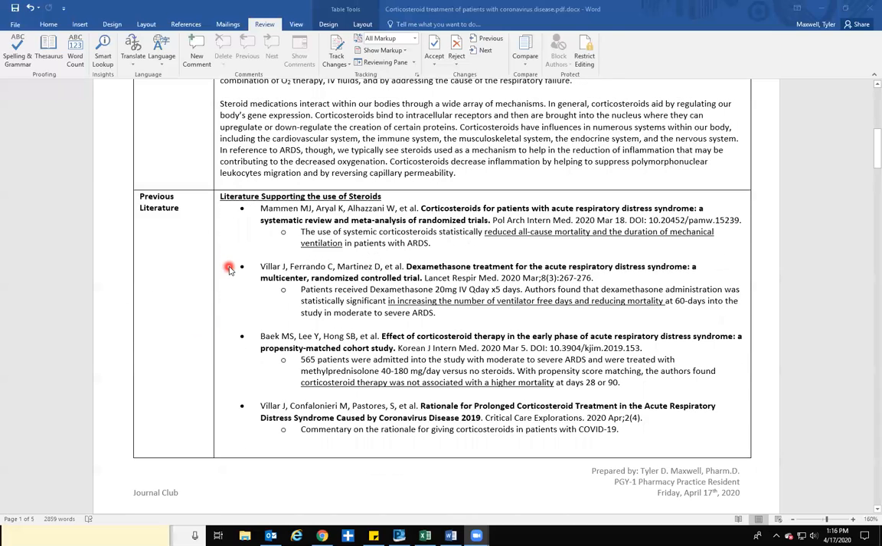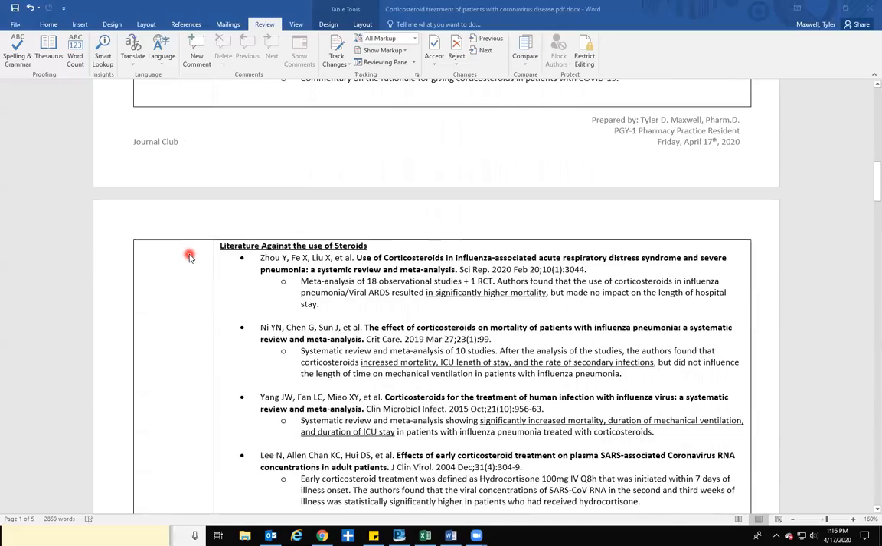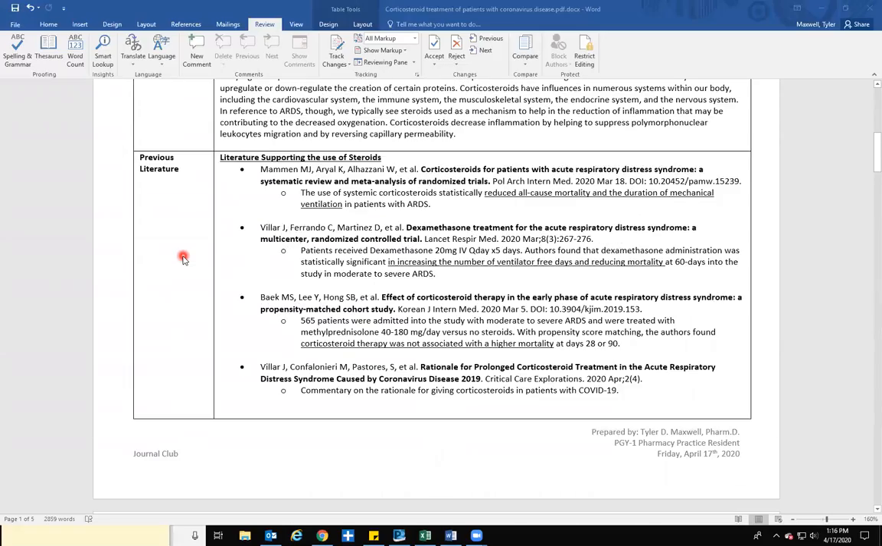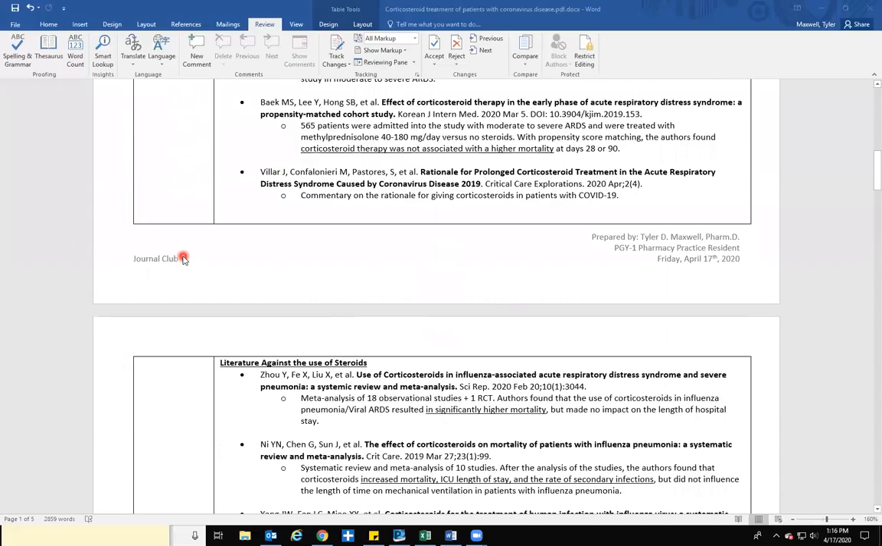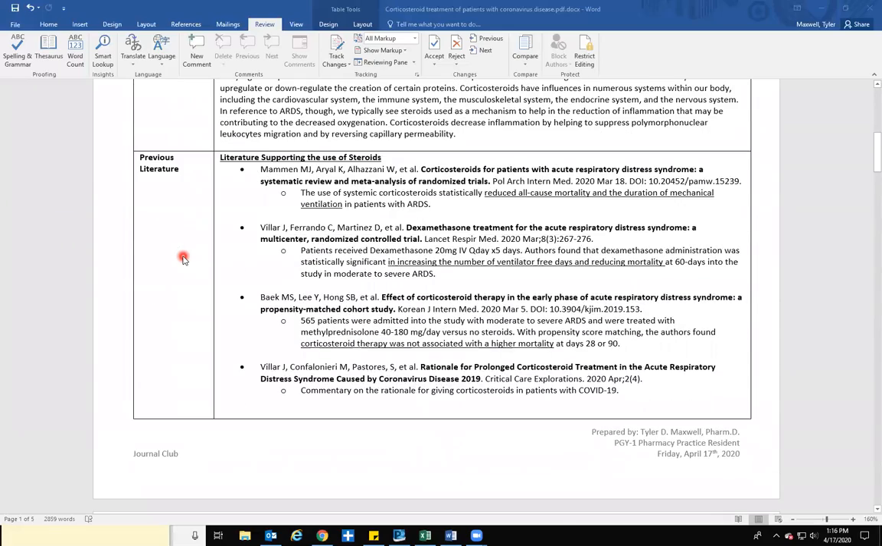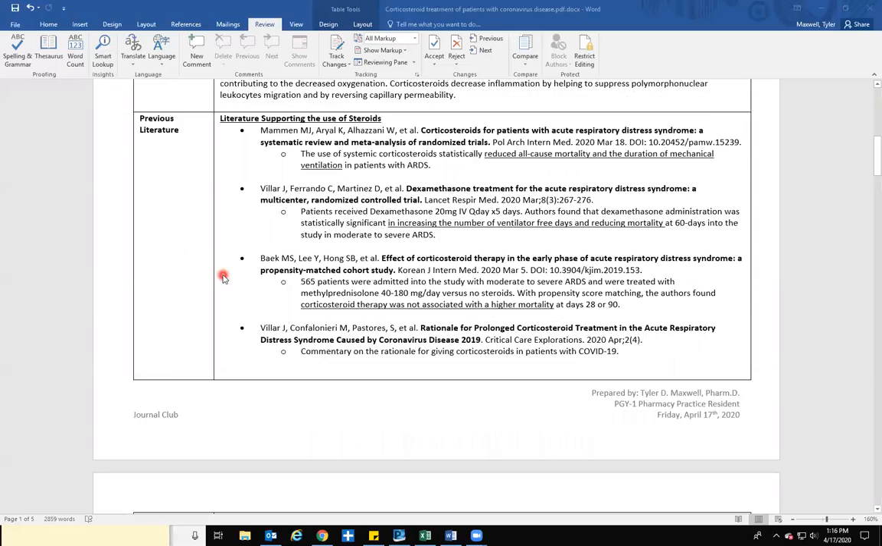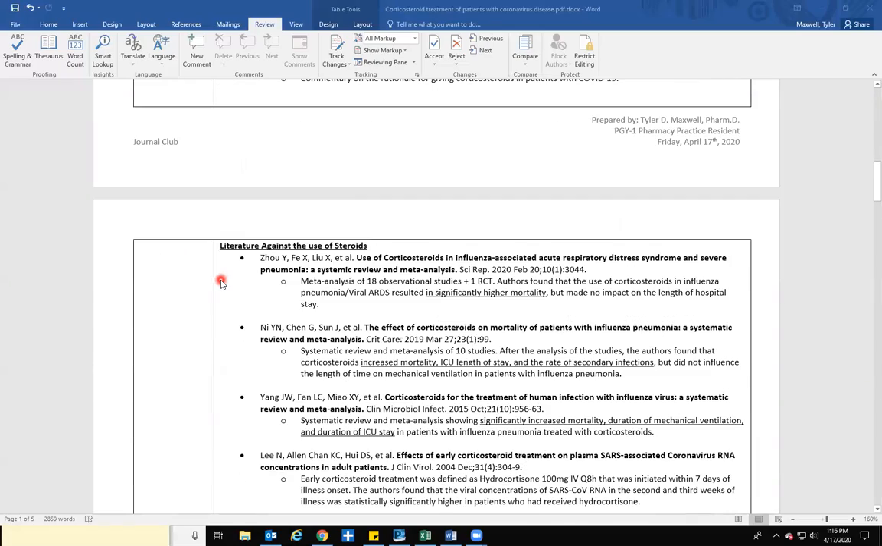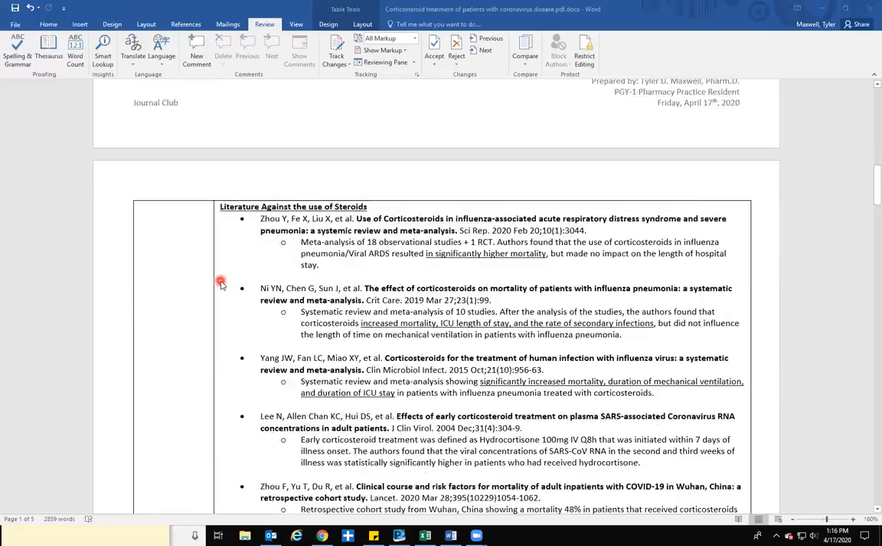So before we jump into the actual article that was published about a week ago, I think for steroids specifically, it's really important that we have an idea of some of the past literature that has been done on this subject before. And so I've separated in my review here literature that supports the use of steroids versus literature against the use of steroids. And as you can see, there are quite a few articles, both supporting and against the use of steroids.